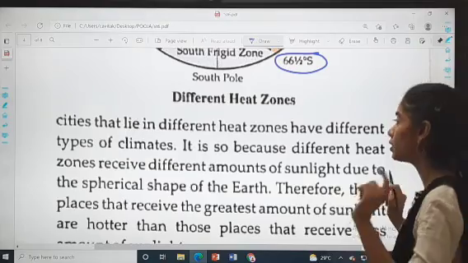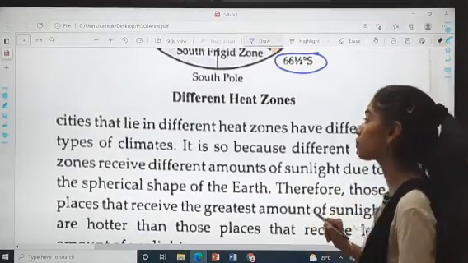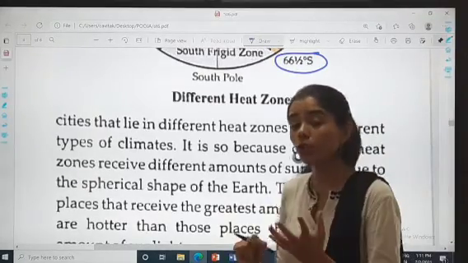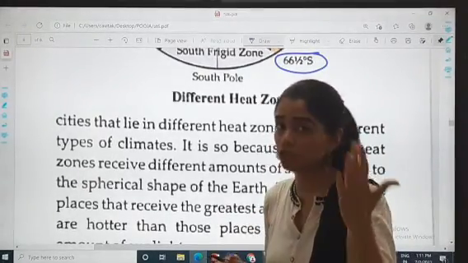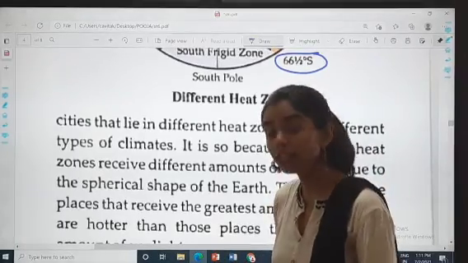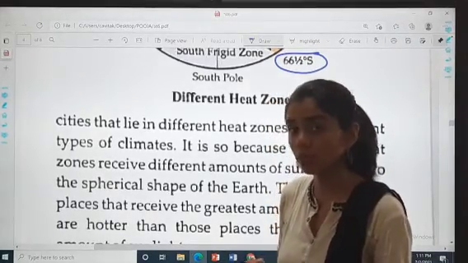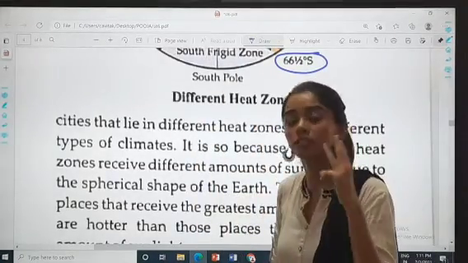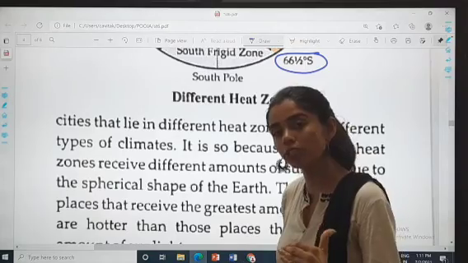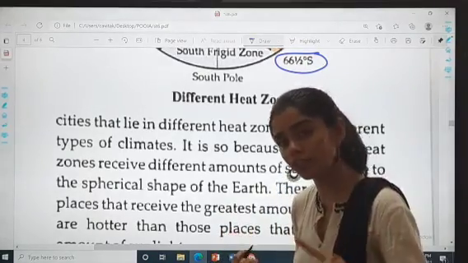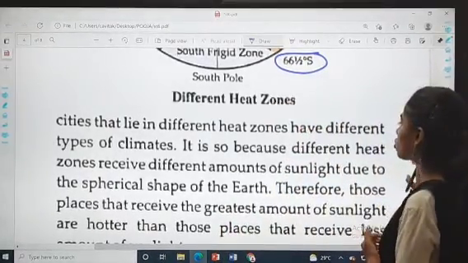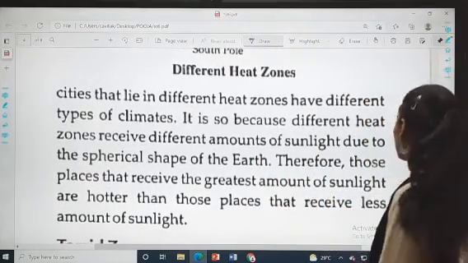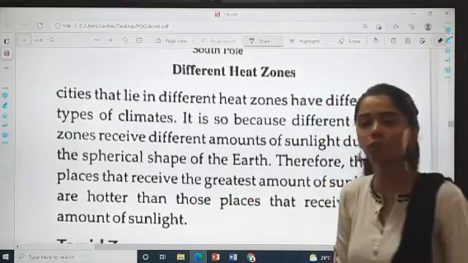Cities that lie in different heat zones have different types of climates. Naturally, because we know the cities or the countries which are near to the equator, there the climate is more hot, okay, as compared to the ones which are at distance. So in 3 zones में भी जो divided होते हैं, so उनकी climatic conditions भी different होते हैं. It is so because different heat zones receive different amounts of sunlight. Naturally, due to the spherical shape of the earth.